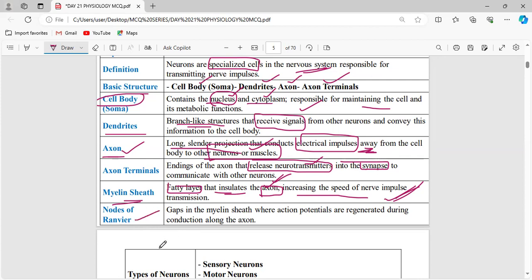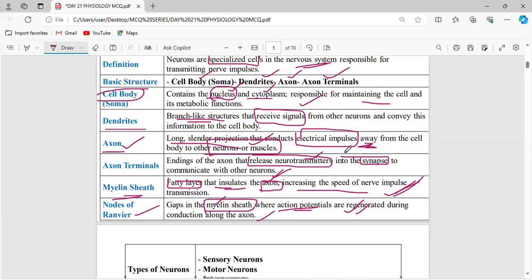And what is nodes of Ranvier? See, the gap between the myelin sheath, it is called the nodes of Ranvier. And what is the function of this nodes of Ranvier means? This is the one where action potentials are regenerated during the conduction along the axon. Okay, so this is the important structure present in the neurons.